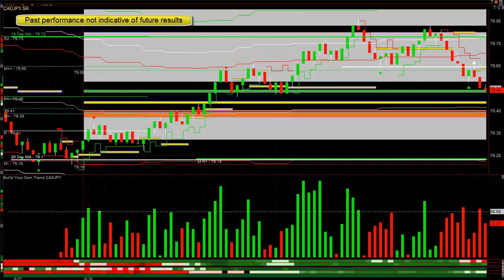So those are some of the new ways to trade. This is one of the best releases we've ever had, and we're not done trying to improve the software, but this is a radical improvement.